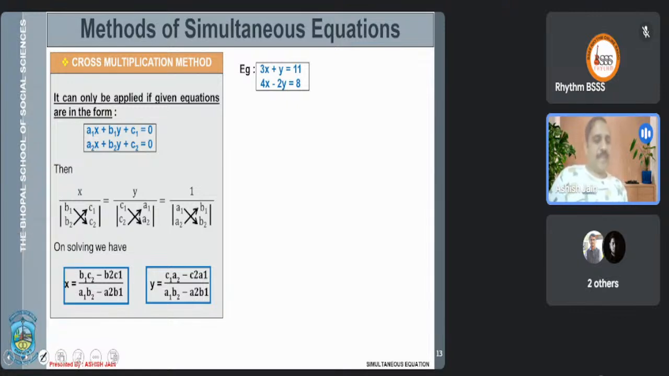So again, we have the same equation. 3x plus y is equal to 11. 4x minus 2y is equal to 8. What we will do? We will mark them as equation 1 and 2.